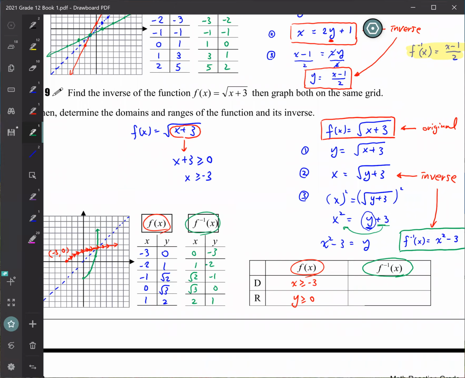Okay, Callum and Nick, do you have any questions? Oh, I'm done. I didn't raise my hand though. Okay. Okay, Jocelyn, what's your domain for the inverse?